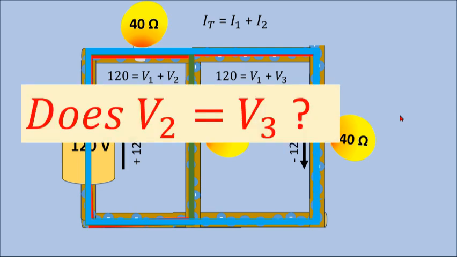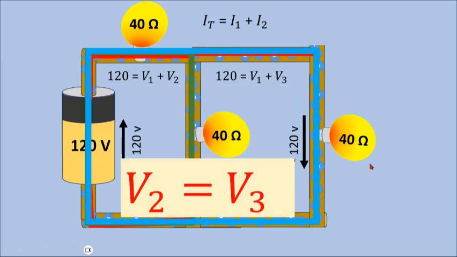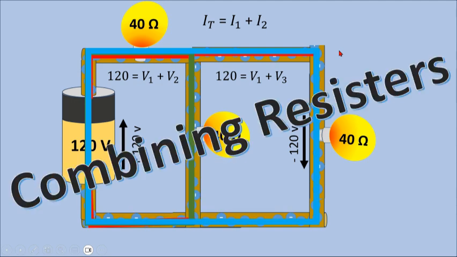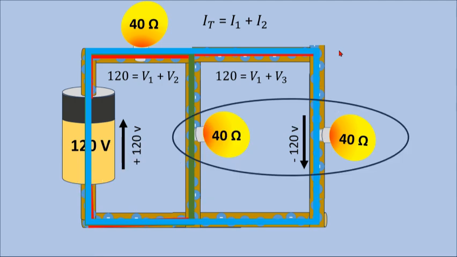Before we do, does V2 equal V3? Yes, because even though they're on different loops, you can imagine if there's a current here, it has to go through either one of these. It can't go through both. So they don't share voltage, so they must have the same voltage. But let's combine resistors, like I was saying. We're going to combine these two. If we combine these into one, we can treat this like a series circuit, which makes it a lot easier.